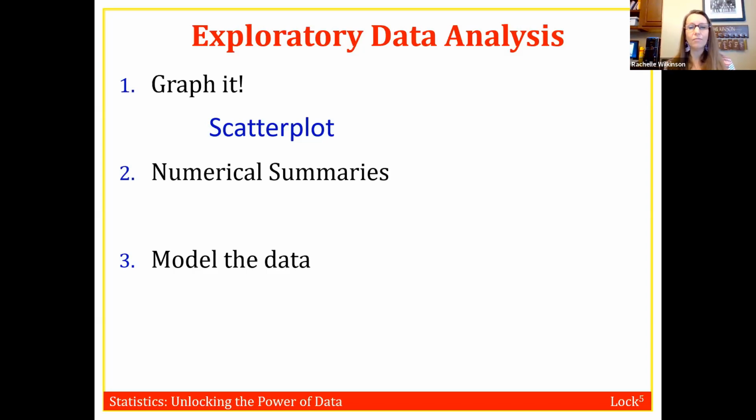And what's the name of the numerical summary that we use to describe the strength of the linear relationship between X and Y? What do we call that? Yes, correlation. So correlation describes the strength of the linear relationship between X and Y. And when we're talking about correlation from sample data, who remembers what the notation is? R, yes, little lowercase r. And when we're talking about population, we use the Greek letter rho. So we're going to look at correlation.